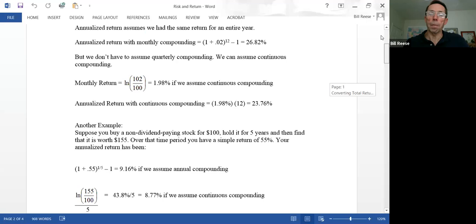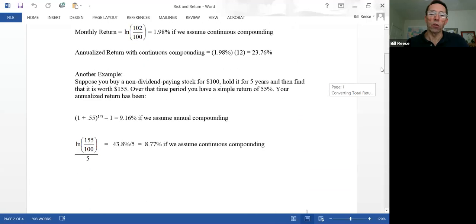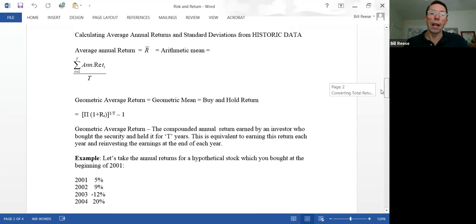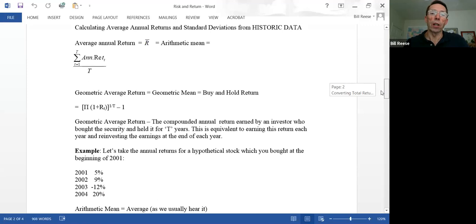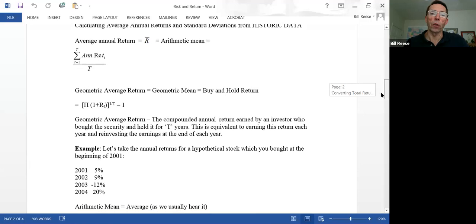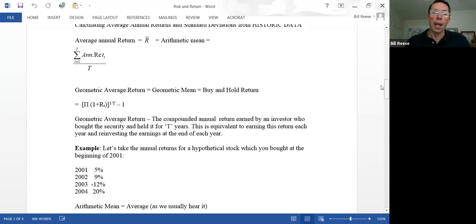So if you don't mind, I will bring up some notes to share with you. This is from the risk and return class notes, on page 2. What we're going to do is take a look at the formula first for calculating an arithmetic mean return. We add up all the different returns and we divide by t, the number of returns that we had. Let's take a look at an example here.